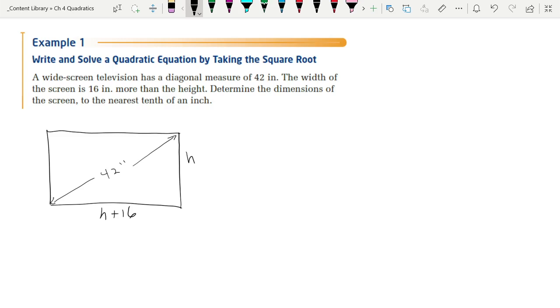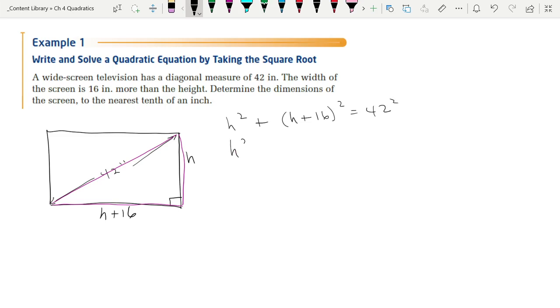Determine the dimensions of the screen to the nearest tenth of an inch, okay? How do we approach this problem? Dimensions means find length and width. What we've created here is a right triangle. And what can we use to solve the right triangle? We're going to use Pythagoras for this. So h squared plus (h plus 16) squared, right? Leg squared plus leg squared equals hypotenuse squared.